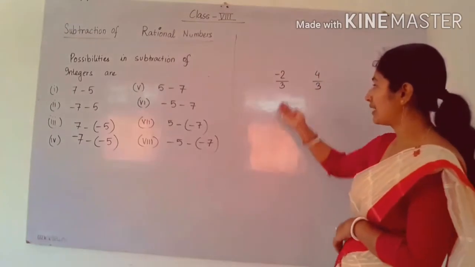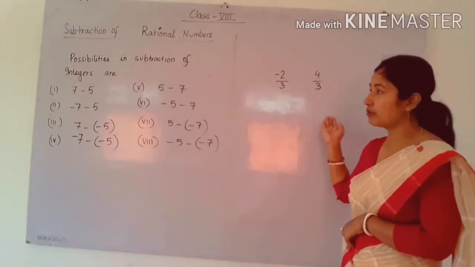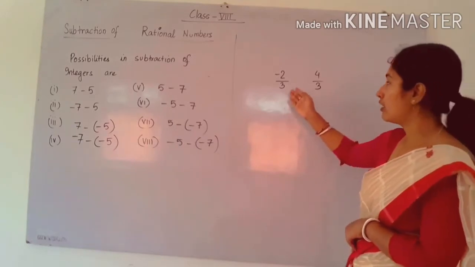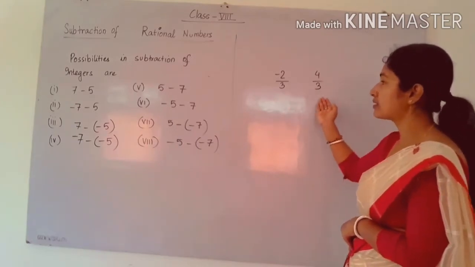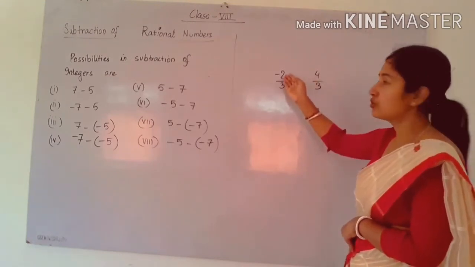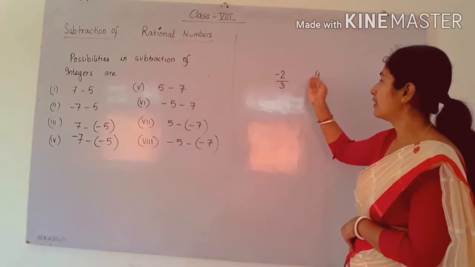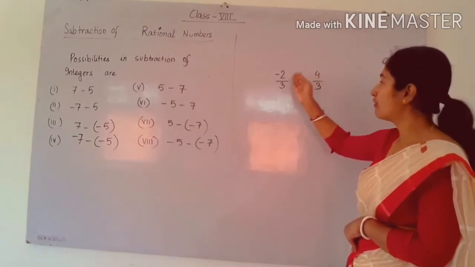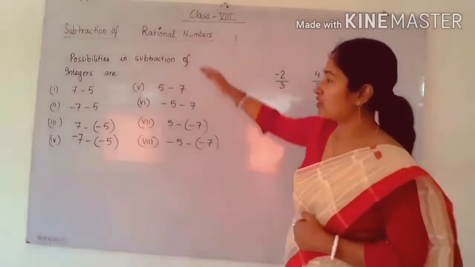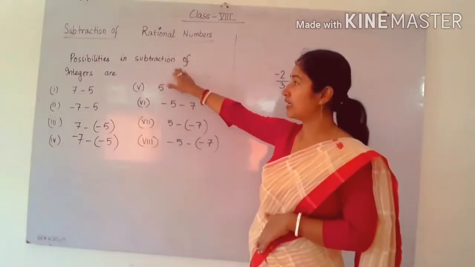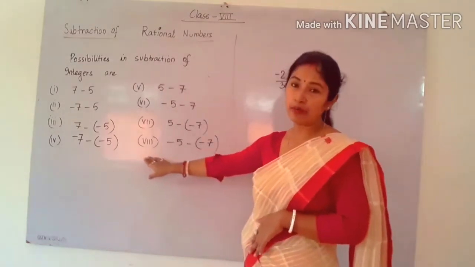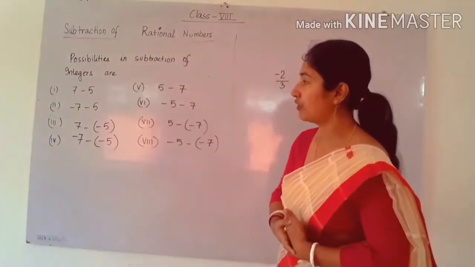For example, minus 2 by 3, 4 by 3, they are rational numbers. Here numerator and denominator are integers. Whenever we subtract a rational number from a rational number, we have to subtract the numerators. Here the numerator is an integer, so we have to see the possibilities in subtraction of integers. I have taken some possibilities in subtraction of integers. There are a total of 8 possibilities.